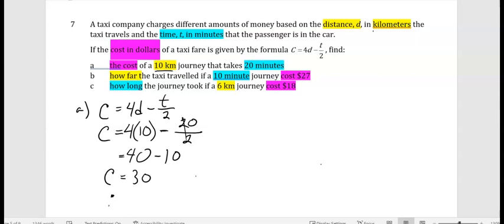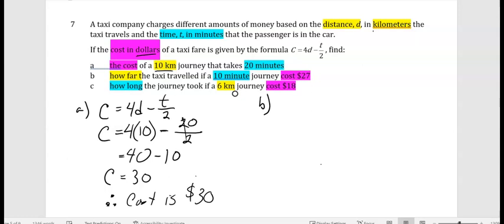We have to make sure that we clarify, because we said the cost was going to be in dollars. Therefore, the cost is $30. That's where the dollar sign comes back in, and that's what we indicated up here. So for A, the cost of a 10-kilometer journey that takes 20 minutes is $30.